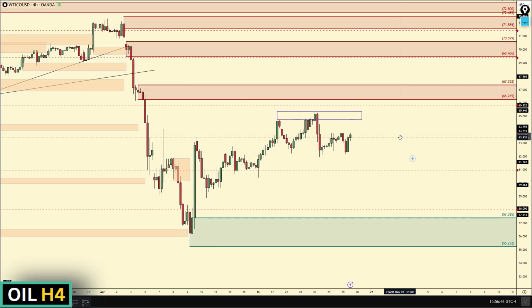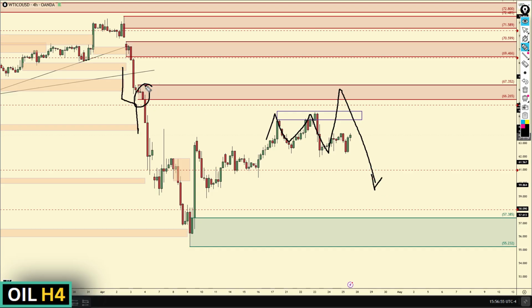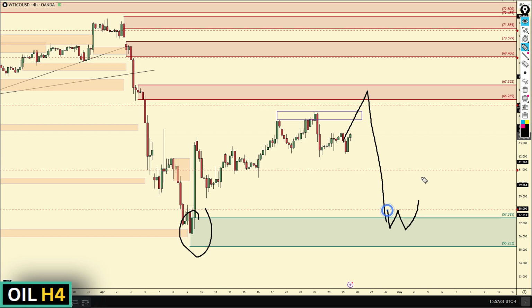Now the 4 hour chart is a little bit more clear. We pushed up, created a resistance liquidity area at 66.26. I think this is a great base-drop-weak 4 hour supply on crude oil to look for potential short trades off of. And who knows, we could even push all the way down to this daily demand, which could be a great dip buying opportunity at 57.38 if you are bullish.